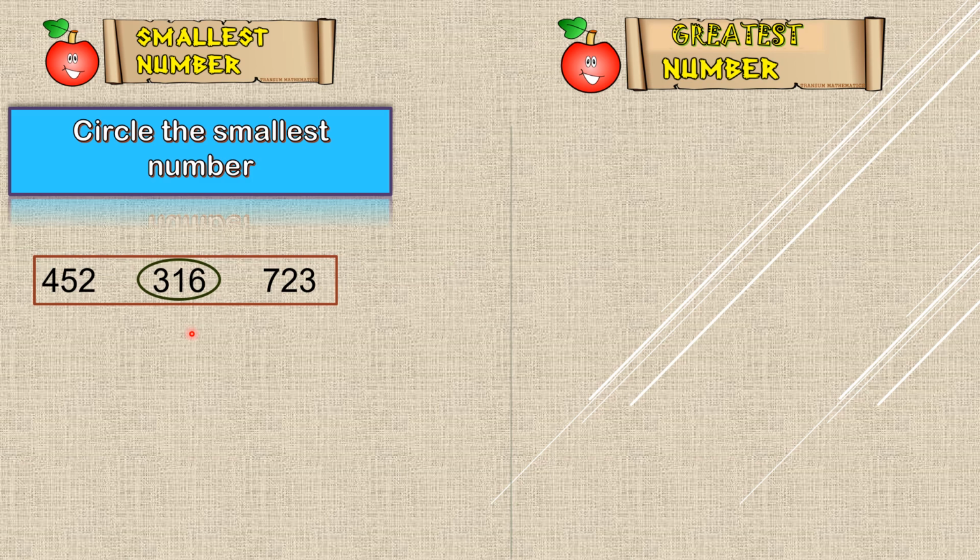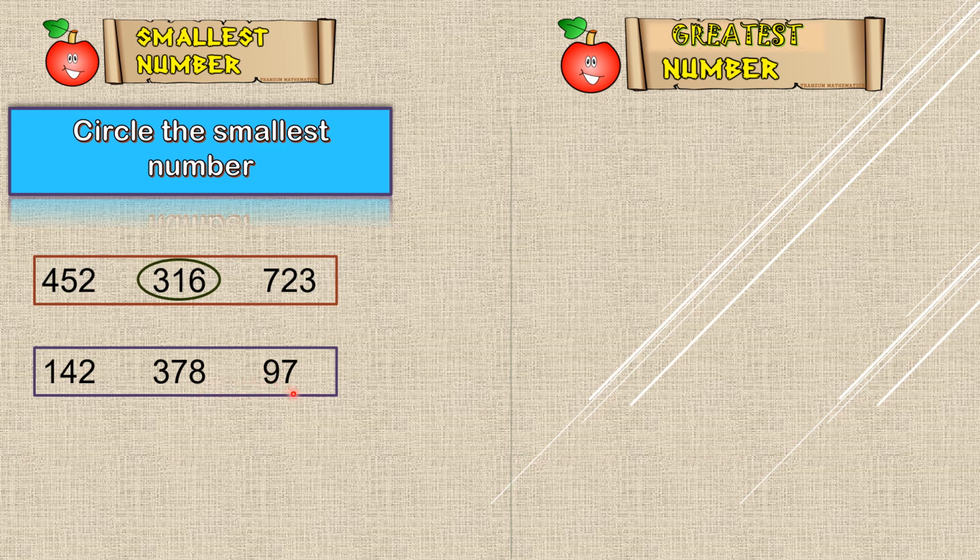Okay, coming to the next one, 142, 378, 97. Oh, we got here a 2-digit number and the other two are 3-digit numbers. So the number which is having less number of digits is always smaller. So we can easily say, no need to compare, we can easily say that 97 is the smallest number.